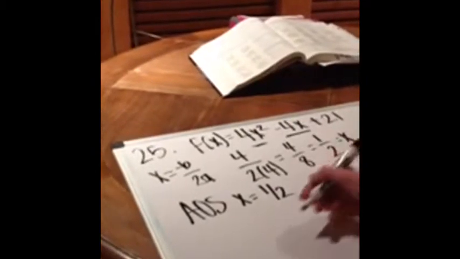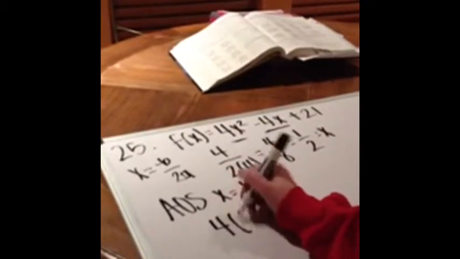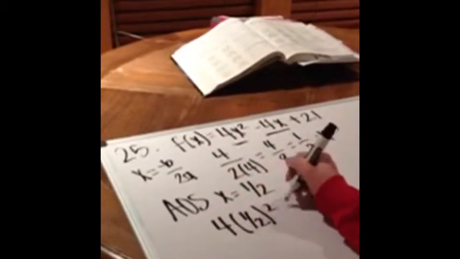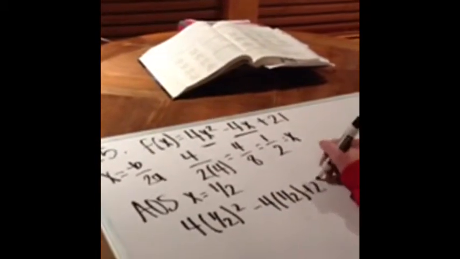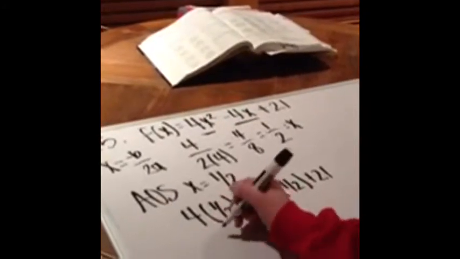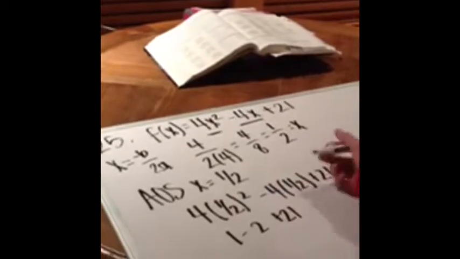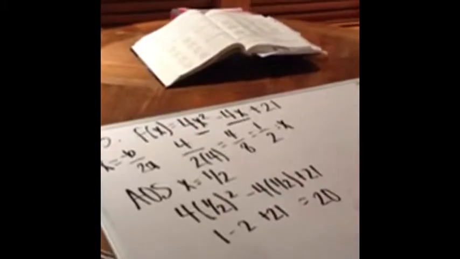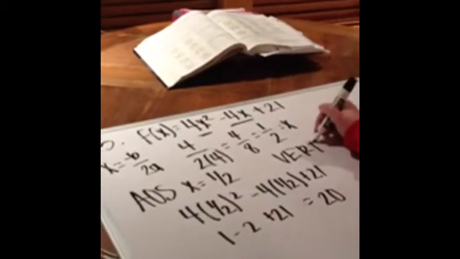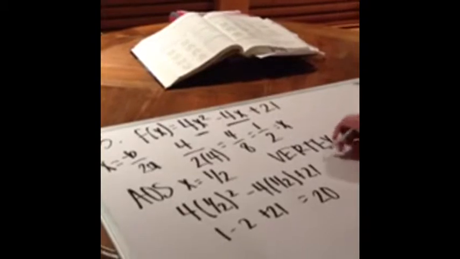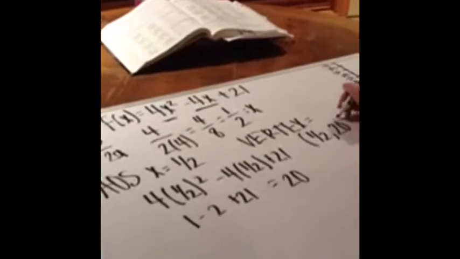To continue finding the vertex, you take x and plug it in. 4 times 1/2 squared minus 4 times 1/2 plus 21. This then reduces to 1 minus 2 plus 21, which equals 20. So the vertex equals 1/2, 20.